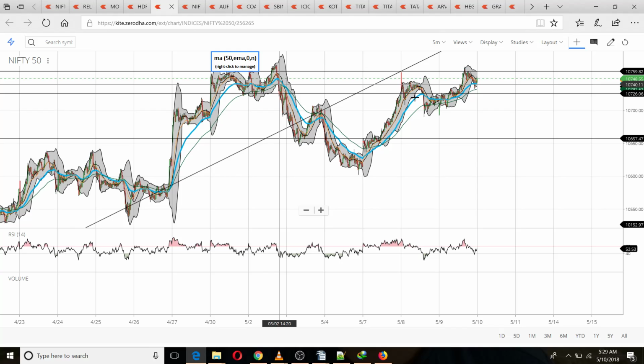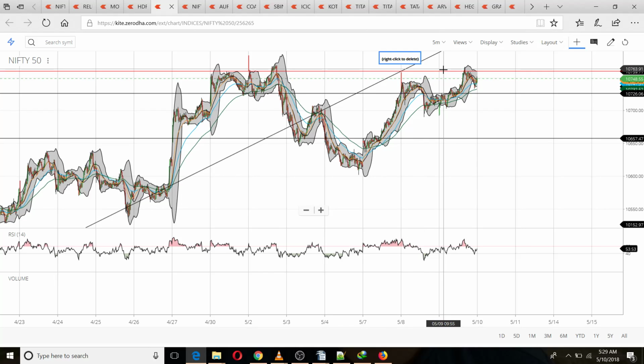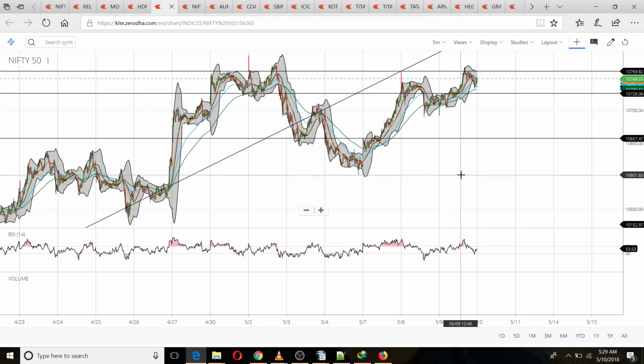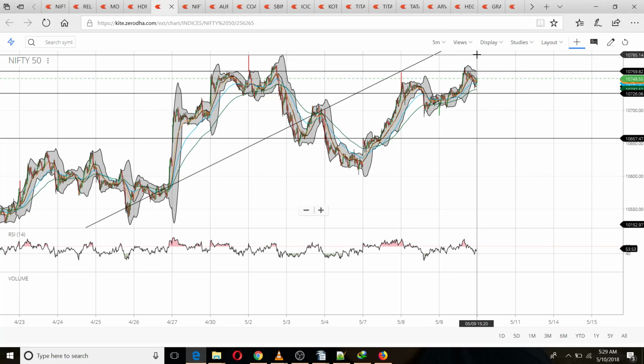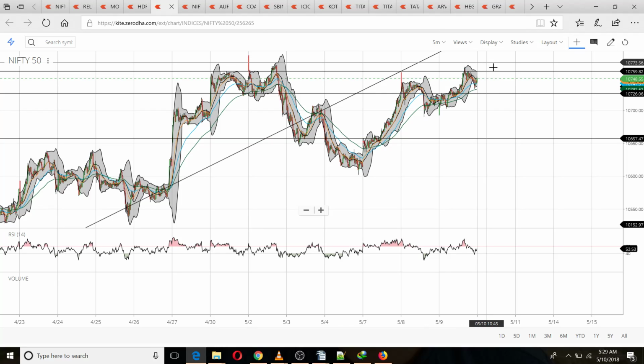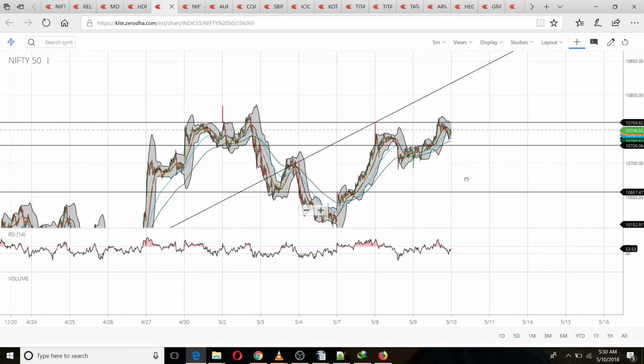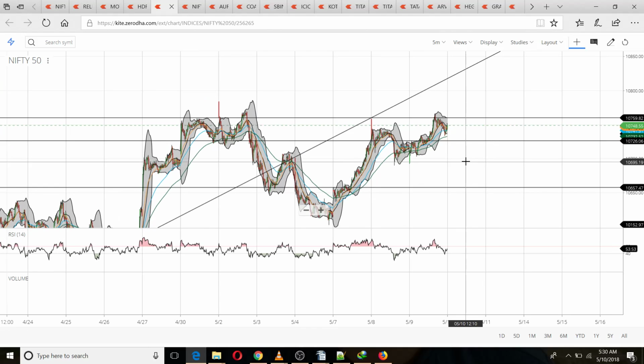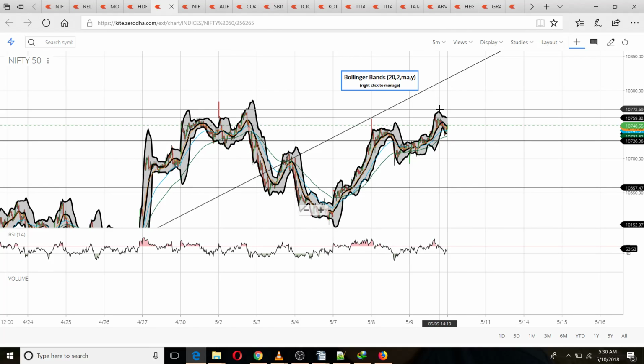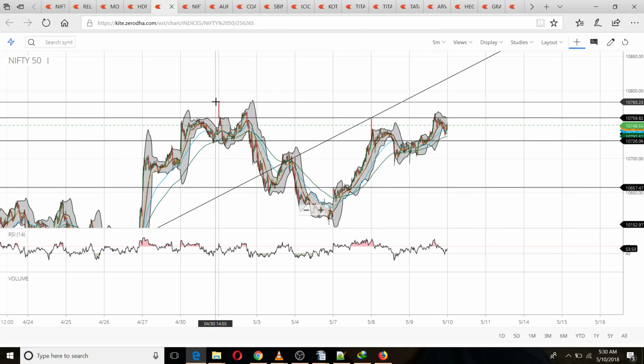We need to break out above this level, which is around 10,700. Once we close above that, there is a possibility that we will go a bit above, and then a retest of this neckline will happen. But for that, we have to see a breakout happening above 10,700. At least we should wait till this level.